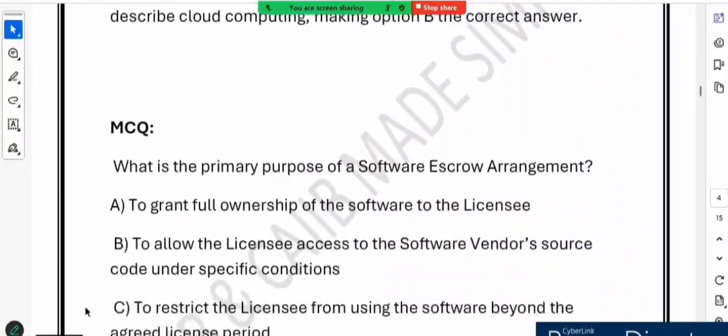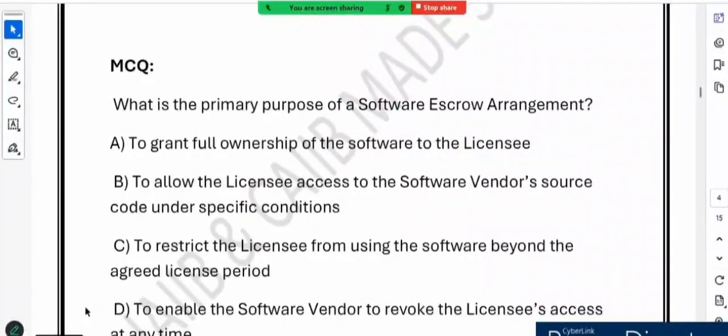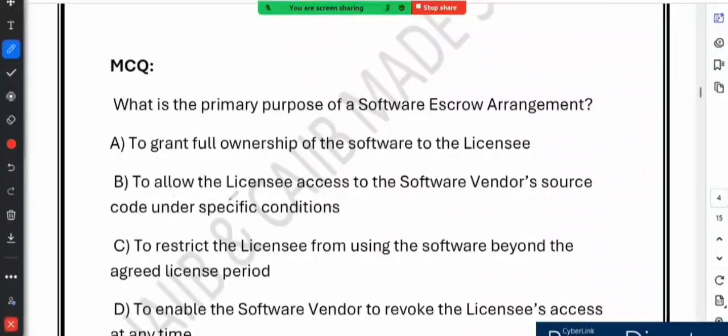Now friends, let's shift our focus to the next question. The question is, which of the following is a primary purpose of a software escrow arrangement? Option A, to grant full ownership of software to the licensee. Option B, to allow the licensee access to the software vendor's source code under specific conditions. Option C, to restrict the licensee from using the software beyond the agreed license period. Option D, to enable the software vendor to revoke the licensee's access at any time. So what do you think the correct answer is?